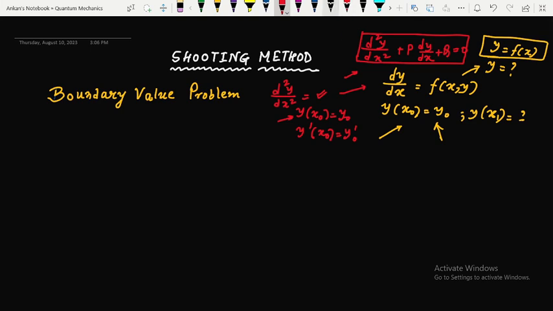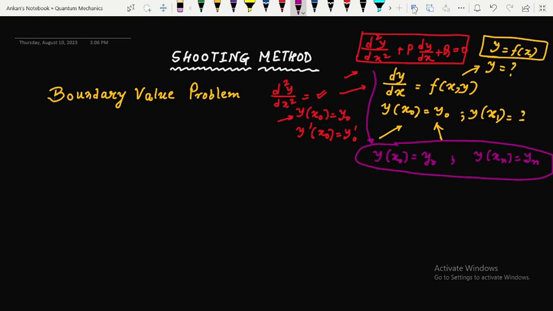But if you are asked to solve the same problem, but you are given the value of y at some initial value, say y0, and another boundary value, suppose at x equal to xn you are given the value of y is yn, n may be 1, 2, 3 etc., and on the basis of these two conditions you are asked to solve the above differential equation, then the problem becomes a boundary value problem, because the values of y at two boundaries are given to you, and you are asked to solve the differential equation on the basis of these boundary values.